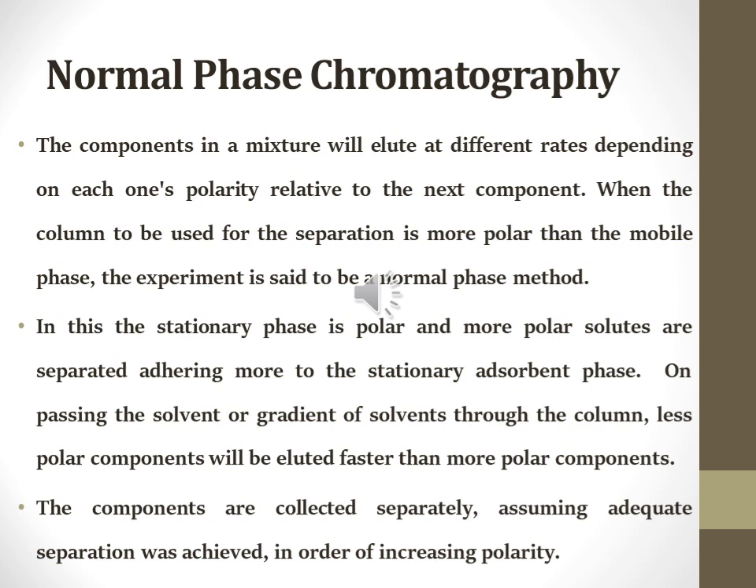In this, the stationary phase is mainly polar and more polar solutes are separated, adhering more to the stationary adsorbent phase. On passing the solvent or gradient of solvents through the column, less polar components will be eluted faster than the more polar components, and the components are collected separately, assuming adequate separation was achieved, in order of increasing polarity. So mainly the polarity is changed from time to time and the column gets separation of the solute.